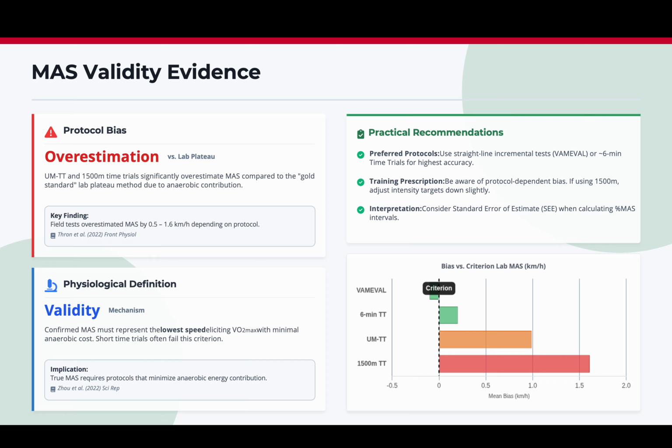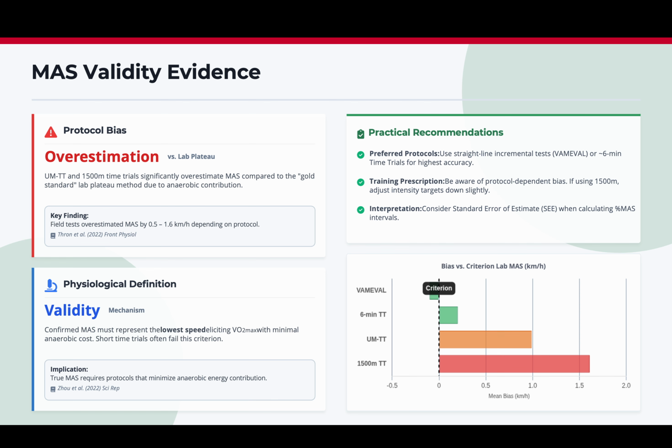The validity, okay, confirm MAS must represent the lowest speed eliciting VO2 max with minimal anaerobic cost. Short time trials often fail in this criterion. Practical recommendations: prefer protocols that use a straight line incremental test or 6 minute time trials for highest accuracy.